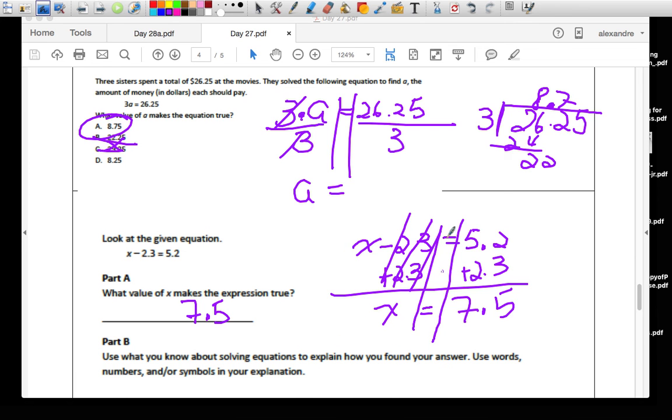How did I find my answer? Well, I did the opposite operation. I did the opposite of minus 2.3. I added 2.3 to both sides. Okay, the minus 2.3 and the plus 2.3 cancel each other out, leaving me with x. I isolated x. Remember, x is all by itself, and I found out that x equals 7.5. That's what you can write in your explanation.